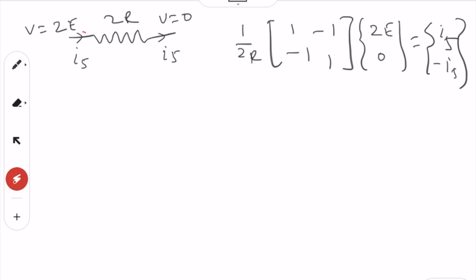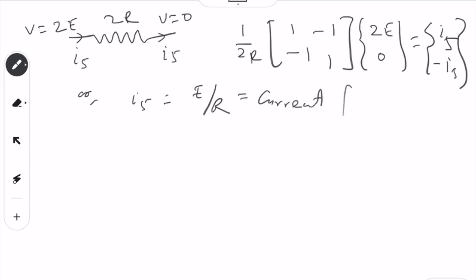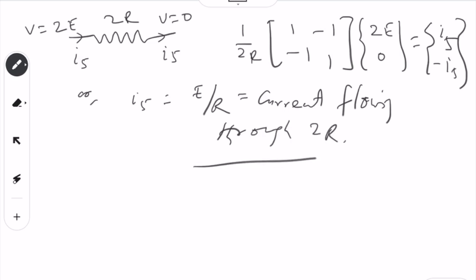You know that anything which is entering the circuit is positive, leaving is negative, but the current has to flow in the same direction. Since we are writing I5 in both, those should have the same direction. Since here it is going out of the circuit, the minus term is there. What you get is 2E 0, so 2E divided by 2R, you get E over R. So I5 equal to E over R, which is the current flowing through 2R. This will be from left to right.